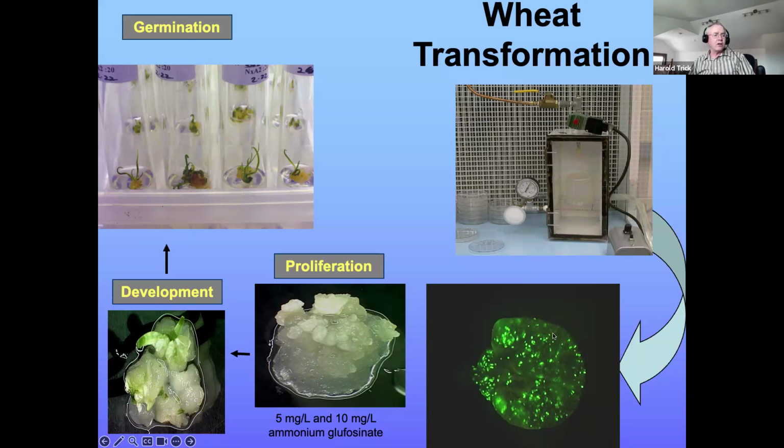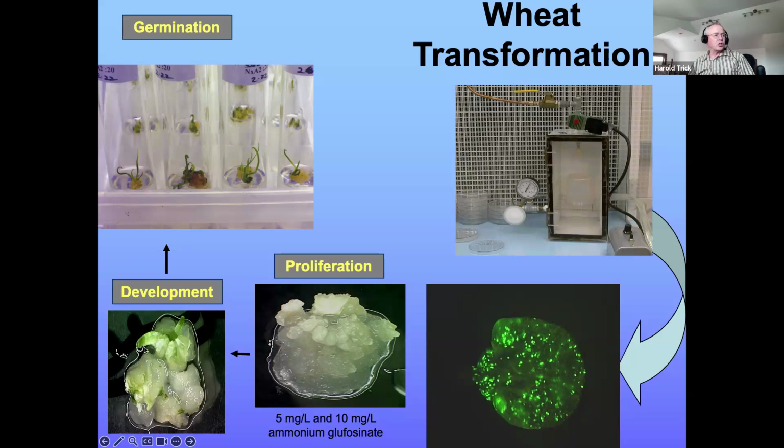This next picture down here is one of the wheat embryos where you can see all these green foci. These are individual cells that were genetically engineered in this situation with the green fluorescent protein. It just shows you the amount of cells that are transformed with this material. When we go through selection, not all these will continue to grow, only a few of them will, but we will get proliferation. We will put this on 5 to 10 milligrams per liter glufosinate, which will be our selectable marker. Then our culture will continue to grow.